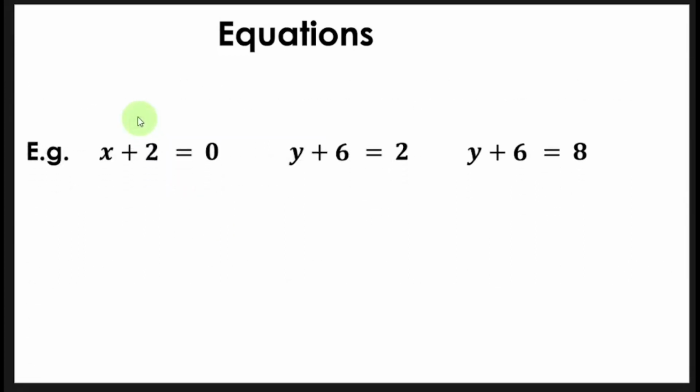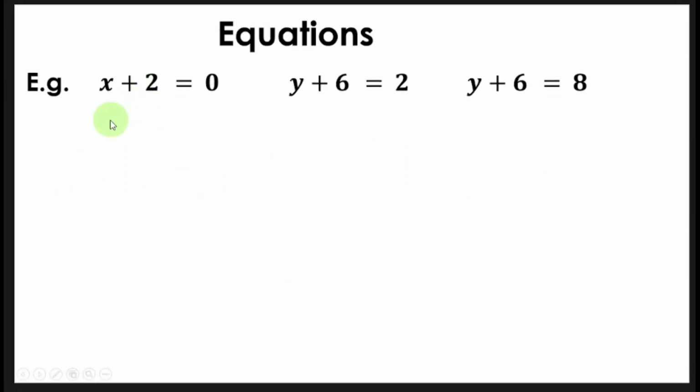These equations have been in existence way back even in grade 1 when we were doing mathematics. In grade 1, this expression was represented by an empty box plus 2 equals 0, because x stands for an unknown. That's what they used to express these equations in grade 1 or 2. Since x stands for an unknown, equally this box stands for an unknown.